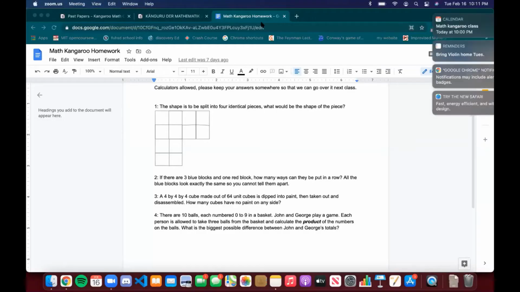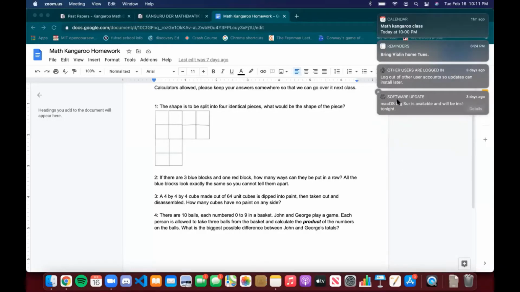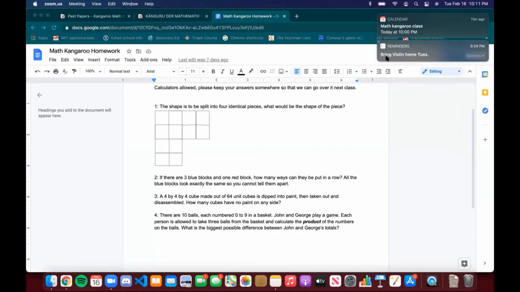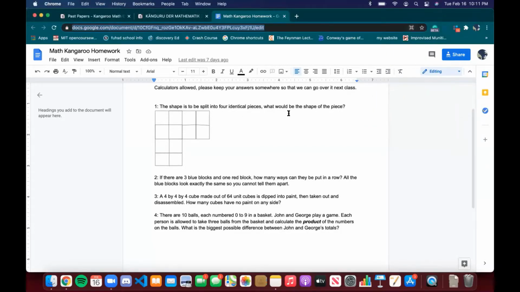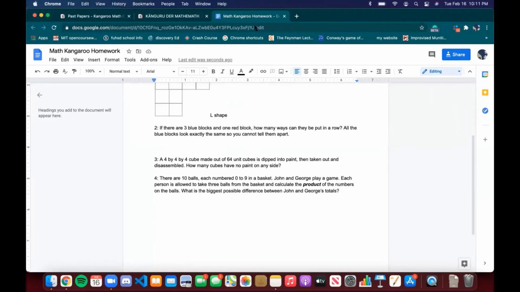Let's go back to the problem set. So for number 1, it would be an L shape. Okay, so now to the second one. There are 3 blue blocks and 1 red block. How many ways can they be put in a row? All the blue blocks look exactly the same, so you cannot tell them apart.